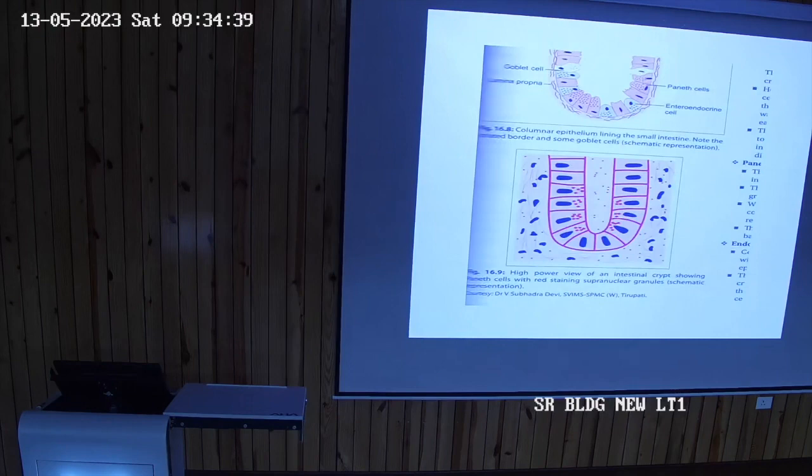And look at the different types of cells which I told you are present in the GIT. These are the simple columnar cells. You can see these are the Paneth cells which are showing the eosinophilic granules, and between them these are the enteroendocrine cells which are secreting the hormones. The stem cells are not shown here, they must be present.